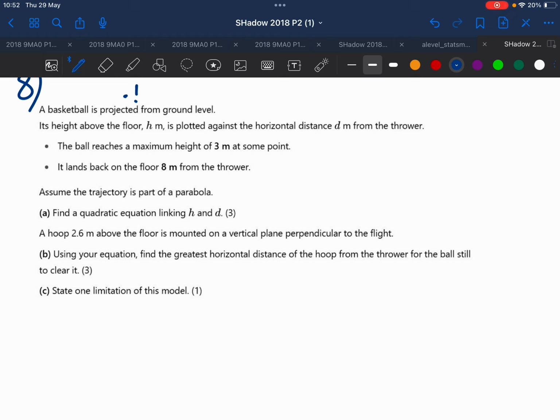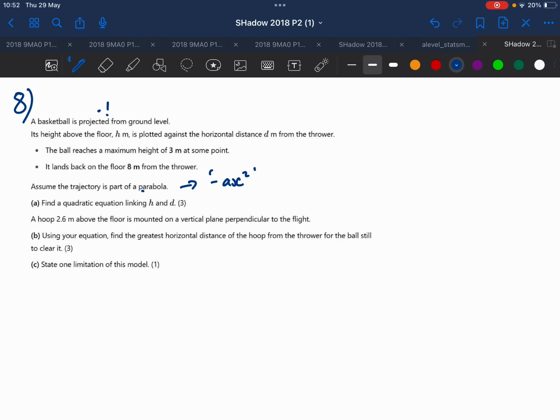Its height above the ground is plotted against its distance, right? It reaches a maximum. It lands back on the floor 8 meters from the thrower. Assume it's a parabola. So a parabola means it has a minus x squared sort of shape to it. But with the minus x squared, if a is a positive number, maybe better to think of this. Okay. So from ground level, that's a bit weird, but okay, it is what it is. It's a bit more like somebody kicking a ball normally if it's from ground level, but that's what it says.